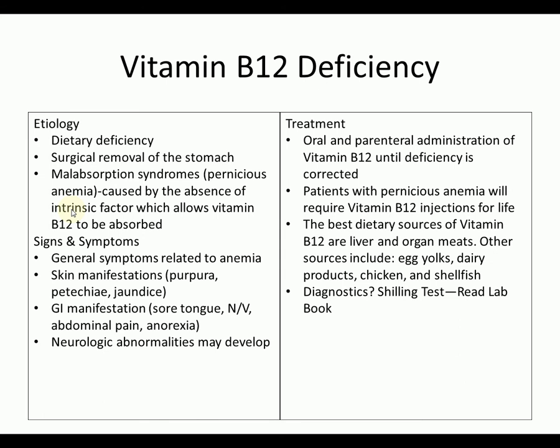Treatment will be oral or parenteral administration of vitamin B12 until the deficiency is corrected. Your patients with pernicious anemia will require vitamin B12 injections for life, as I stated earlier. The best dietary sources of vitamin B12 are liver and organ meats. Other sources are your egg yolks, dairy produce, chicken and shellfish. Diagnostic testing will be the Schilling's test, and you can read about this in your lab book.